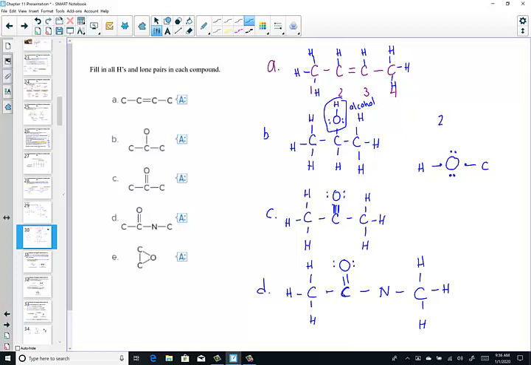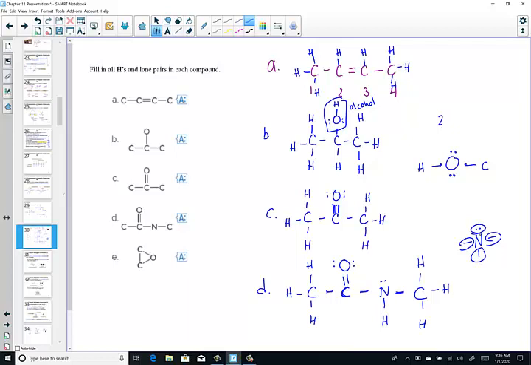What about the nitrogen? Remember, nitrogen lives in group 5A, and so that said it needed three bonds and one set of lone electrons. So right now it has two bonds, it requires a lone pair, and to complete its octet, it's going to need a hydrogen to satisfy three bonds and one lone pair.